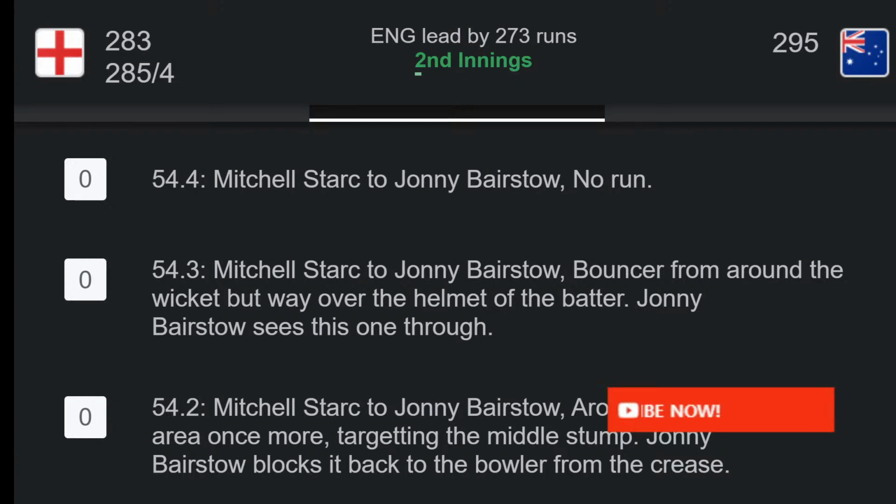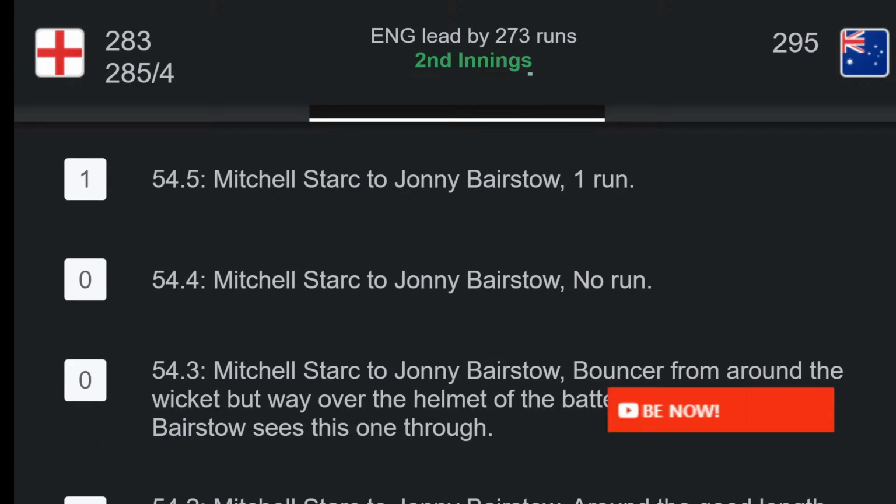The two not out batsmen for England are Johnny Bairstow and of course Joe Root. So 1 run added to the total. The fifth ball of over number 55.